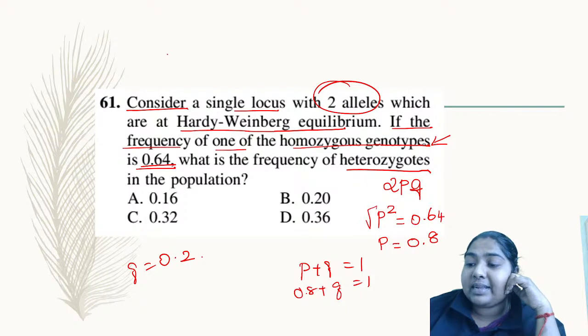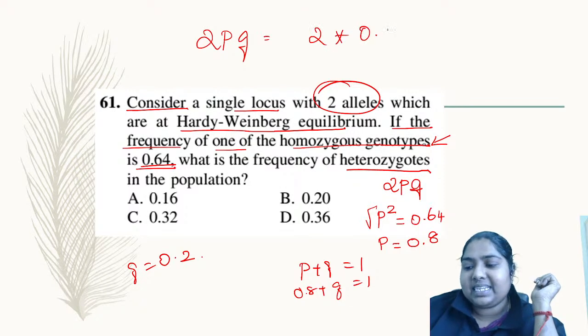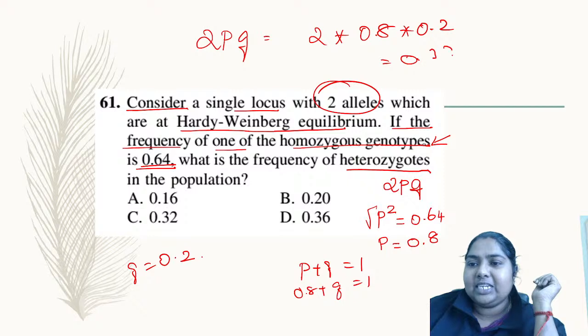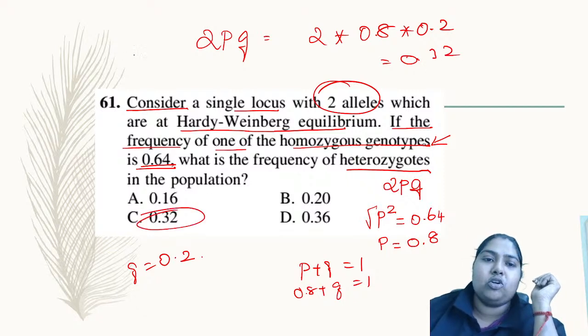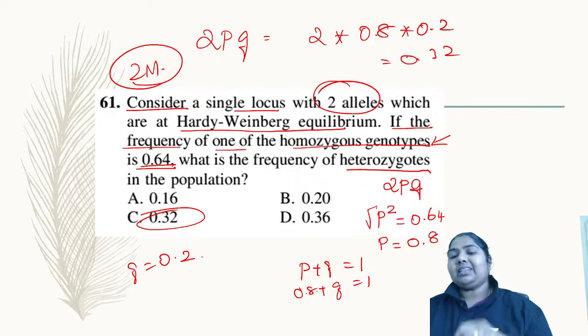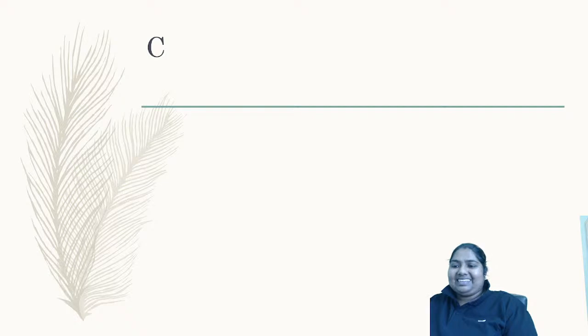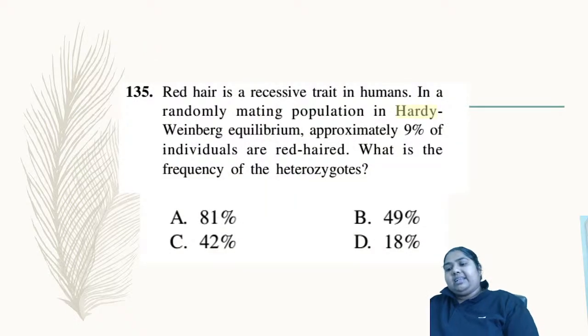So what is the frequency of heterozygote? Heterozygote means 2pq. So it is 2 into 0.8 into 0.2. So it is becoming 0.32. Simply you can score 2 marks. Yes or no? Everybody agreed? Yes? Fantastic. Come on everybody, that's great. Okay, so let's see the next problem.